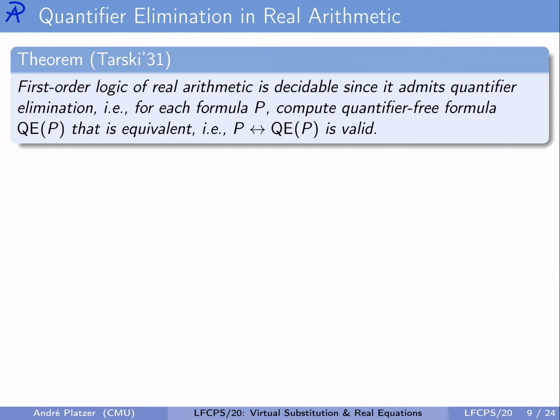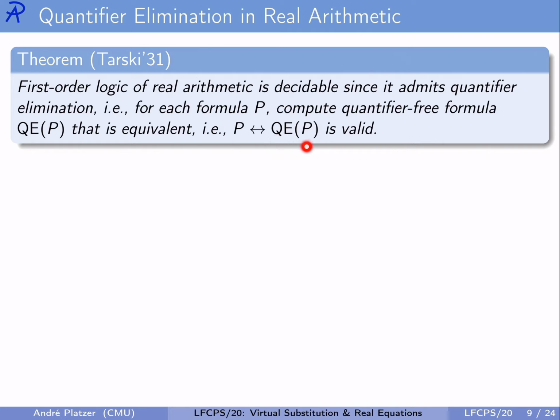That means for every formula P, one can compute a quantifier-free formula, the quantifier elimination of P, that is equivalent, meaning the formula P equivalent to the quantifier elimination version of P is a valid formula of real arithmetic. And there's one algorithm that for every formula P of first-order logic of real arithmetic will produce as output a quantifier eliminated version of it.